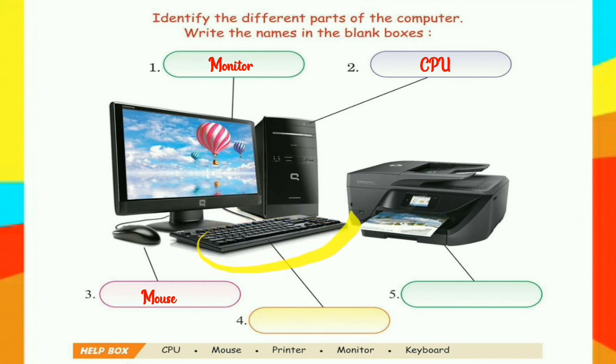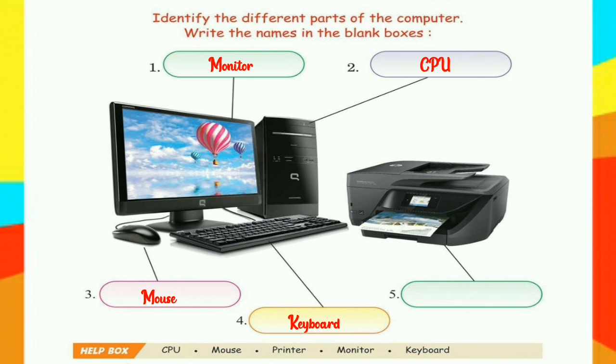Okay, now number 4, what is this picture about? We find so many keys in this picture. So what is this? Yes, it's a keyboard. A keyboard puts words and pictures in. A keyboard is used to type information.